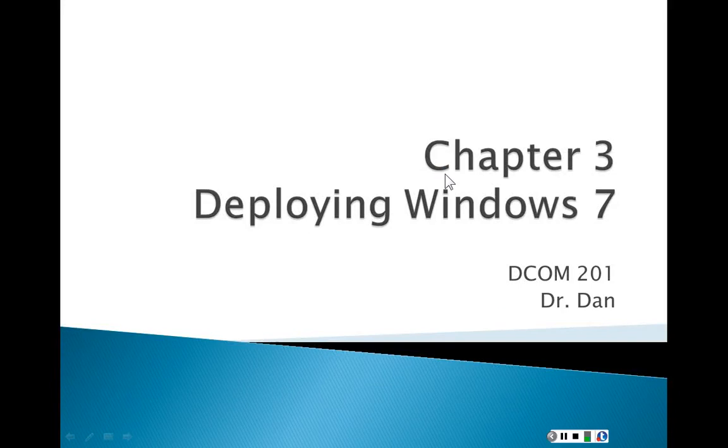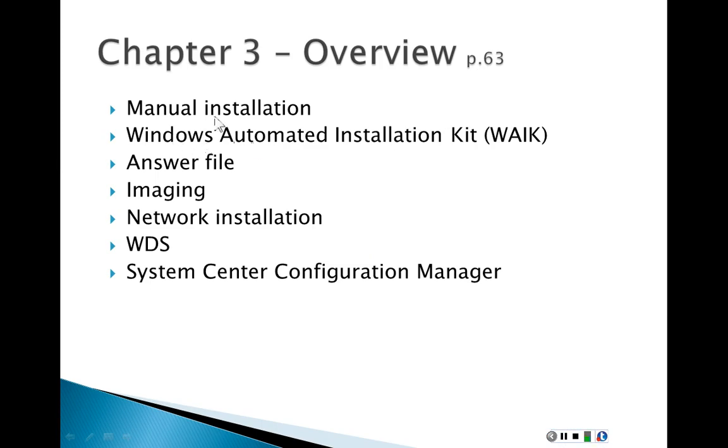Let's get started on Chapter 3, Deploying Windows 7. In this chapter, we will review manual installation and we will look at the Windows Automated Installation Kit. We will look at answer files, at imaging, and at network installation. We will look at Windows Deployment Services and at System Center Configuration Manager.